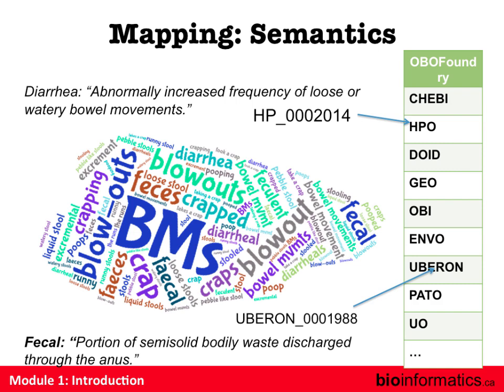So back to the example we had before, diarrhea, which is mapped to a concept in the Human Phenotype Ontology, and fecal, which is mapped to an anatomical ontology called Uberon. Well, not just humans, but organismal ontologies can now be connected through the use of a shared framework.